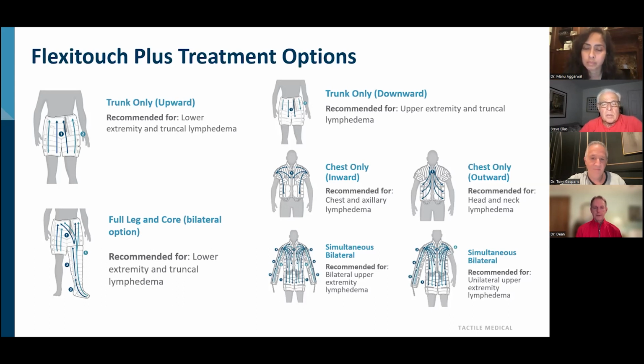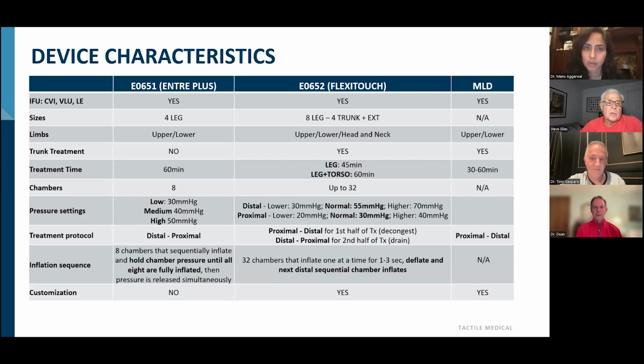All right, let's go to the next slide. I think here we are. So this is a summary slide of everything that we spoke about. You can see here the differences, the characteristics of each one, in terms of the 651 and 652, compared all the way on the right to manual lymphatic drainage. You can see there are similarities in a lot of them, but the difference is really in terms of the 652 and 651 we already spoke about.